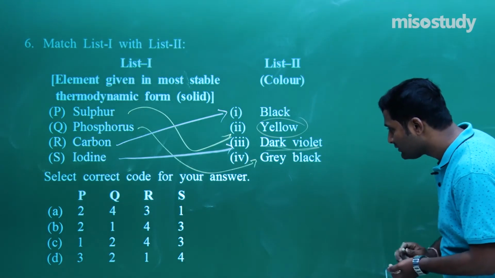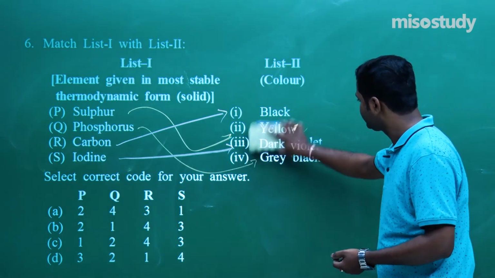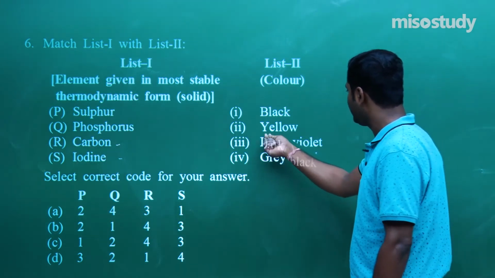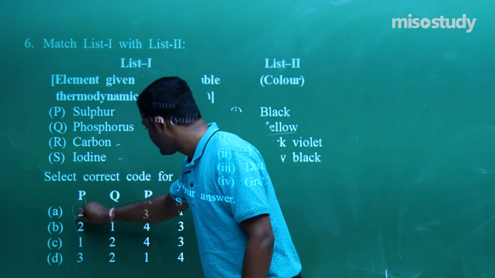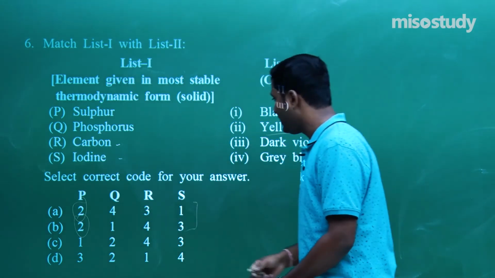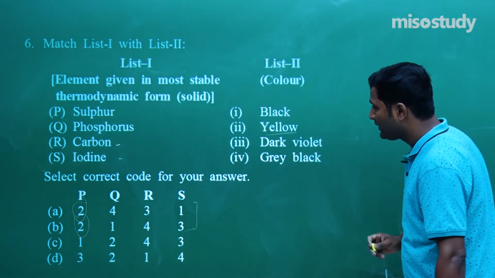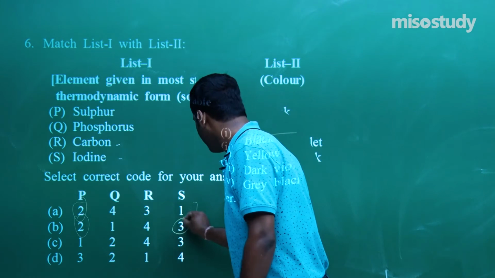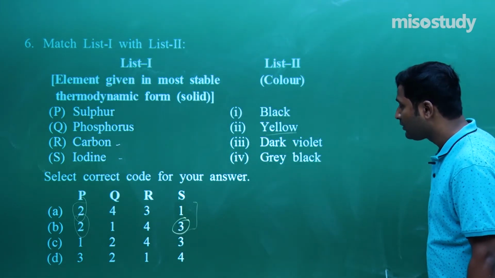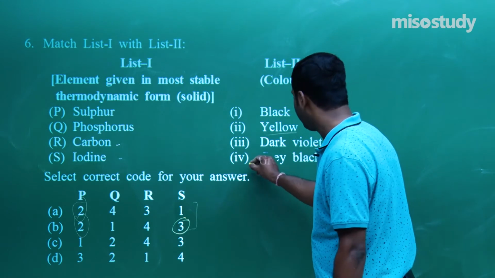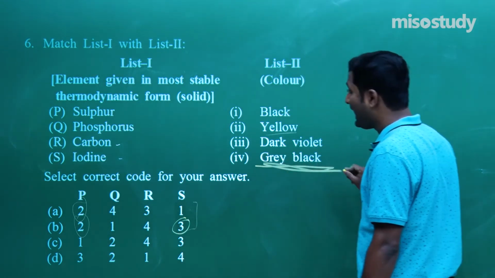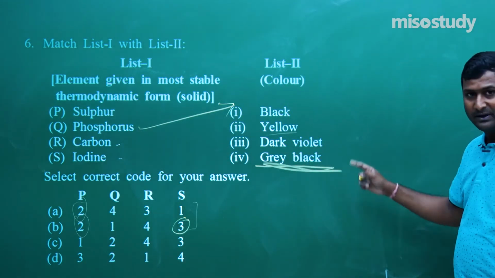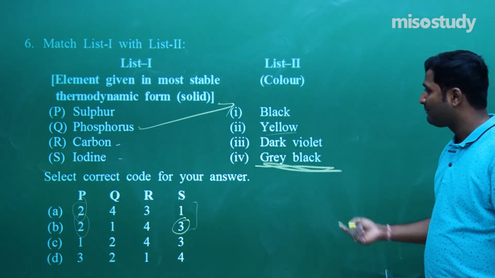Which one is correct? Not getting this. Wait for a moment. Sulfur is yellow, that is either this one or this one, maybe A and B. Now iodine is dark violet, that is 3. And carbon is gray black, and phosphorus is the black one. Pardon, friend, phosphorus is the complete black, and carbon is gray black.